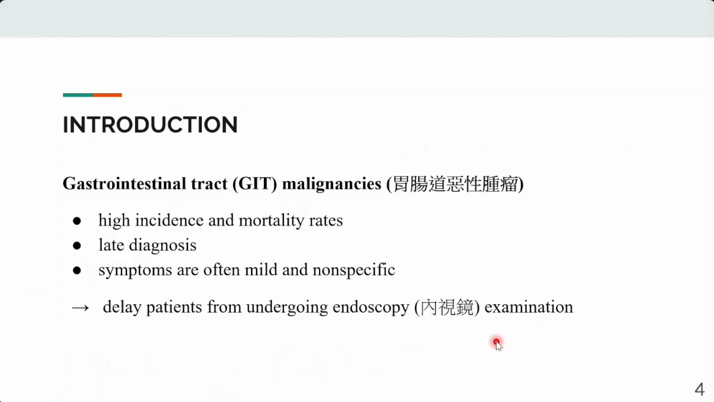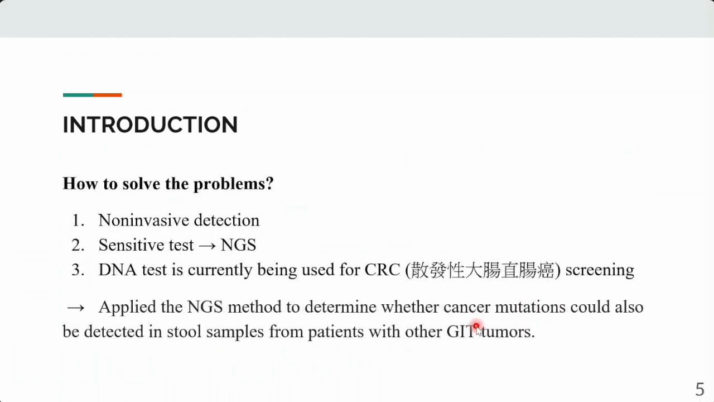After reading the paper, we found that gastric and colorectal tumors are difficult to detect in their early stages, due to the lack of symptoms. Even when symptoms are present, they tend to be mild and non-specific, which may delay patients from getting an endoscopic examination. So how can we solve these problems?